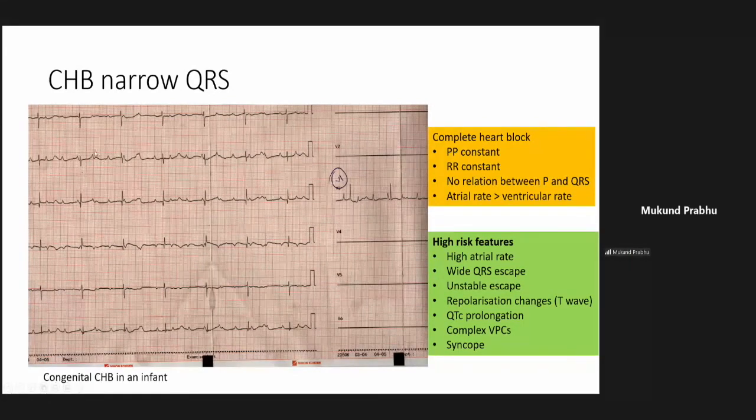That's why the atrial rate appears so high. We have to look for ominous signs. Not all patients perform very badly. Some patients may be totally asymptomatic, but we have to look for a high atrial rate, which suggests an increased sympathetic drive and probability that the patient may collapse. A wide QRS escape suggests an infrahisian disease. An unstable escape keeps on changing morphology. Repolarization changes in T wave, QT prolongation related to bradycardia, complex PVCs, or presence of syncope, all these place complete heart blocks at high risk.